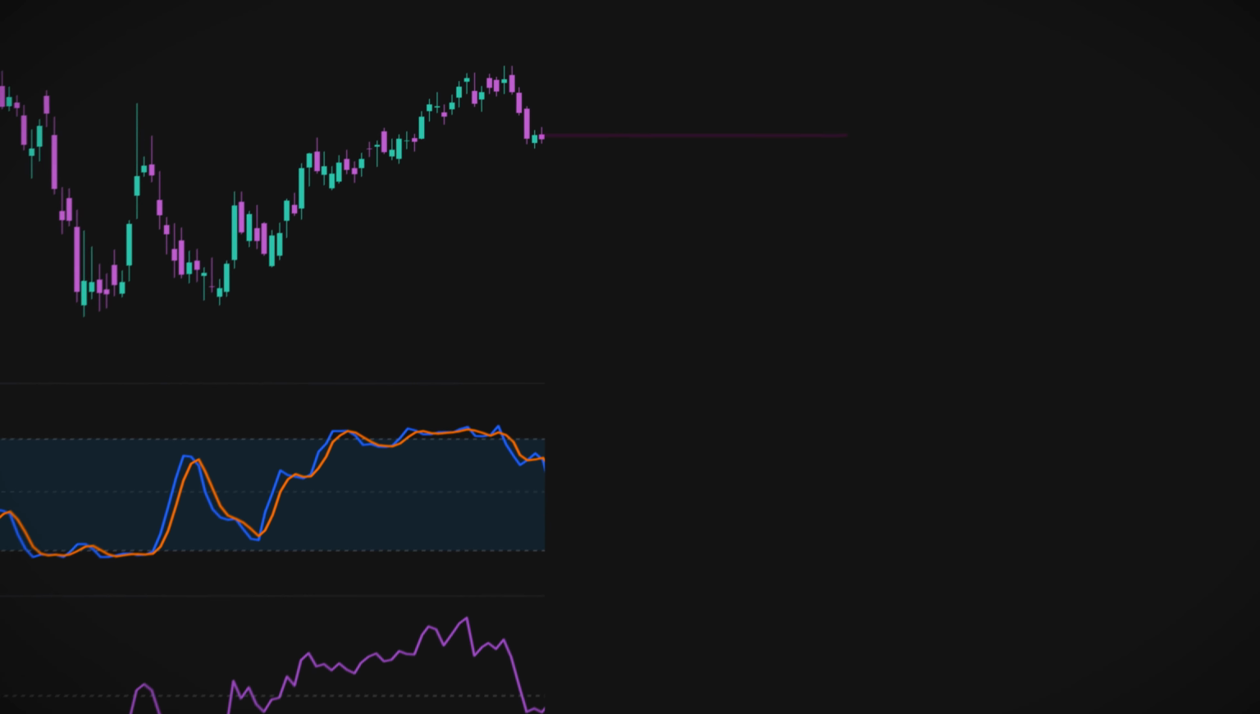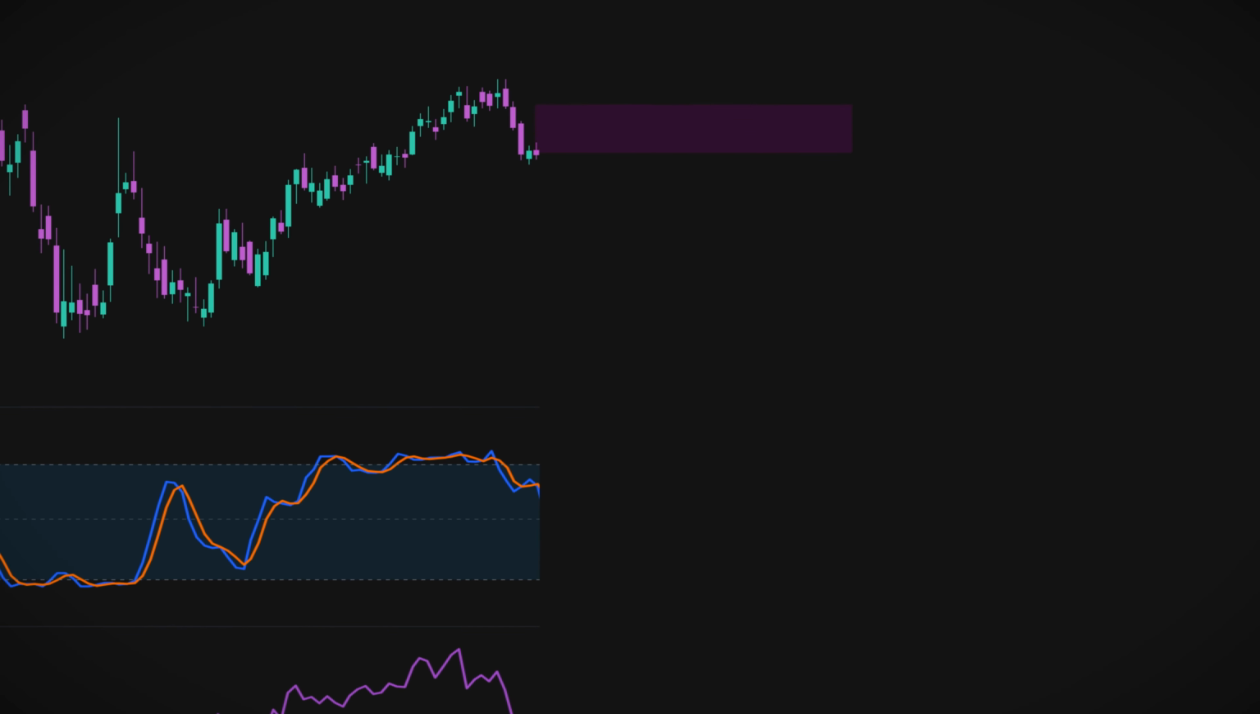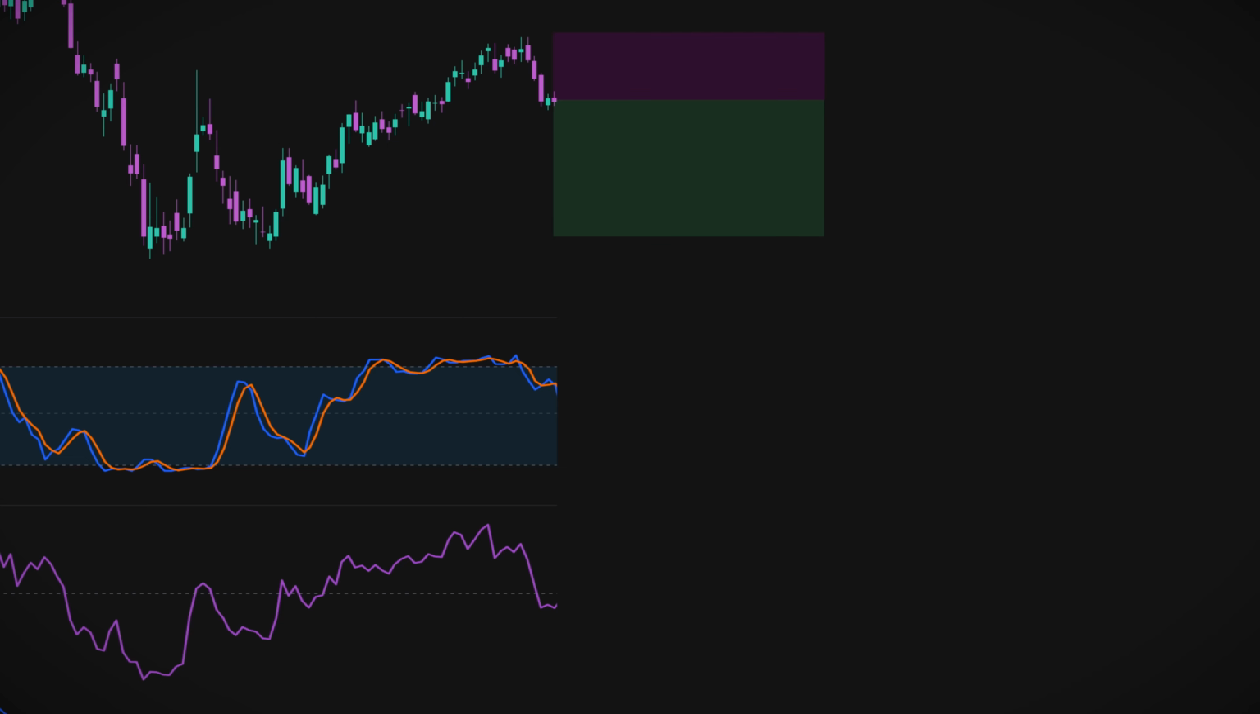To manage your trade, place your stop loss just above the nearest swing high, which is the most recent high point in the market's price movement. Then, set your profit target at 3 times the distance of your stop loss. This keeps your risk-to-reward ratio in check, helping you protect your account while aiming for bigger profits.